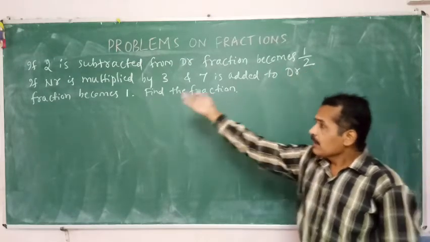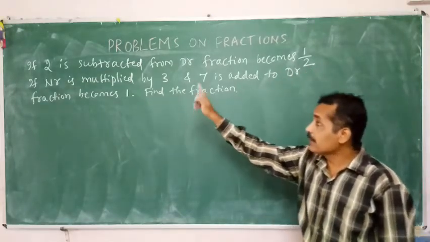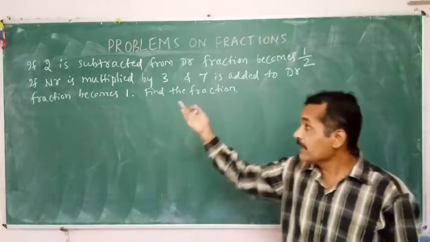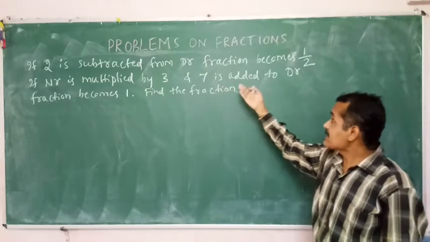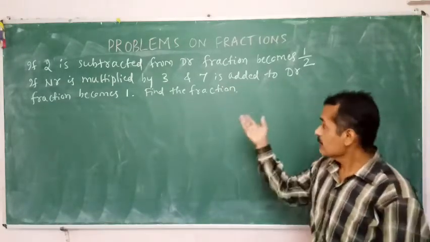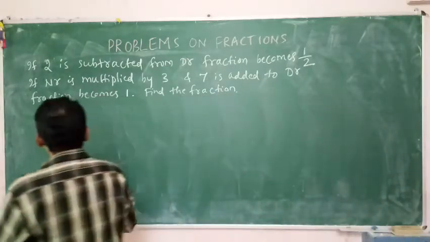Further they say, if the numerator is multiplied by 3. See, this is the first time we are getting some multiplication. The numerator is multiplied by 3 and 7 is added to the denominator. The fraction becomes 1. Find the fraction. Okay, let us start.